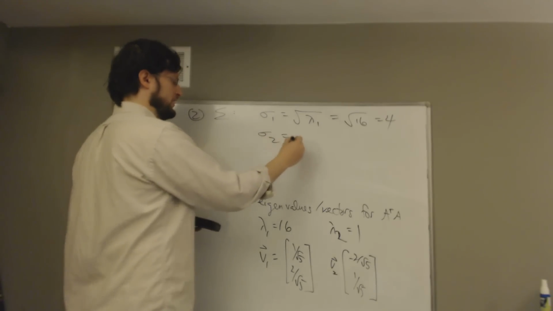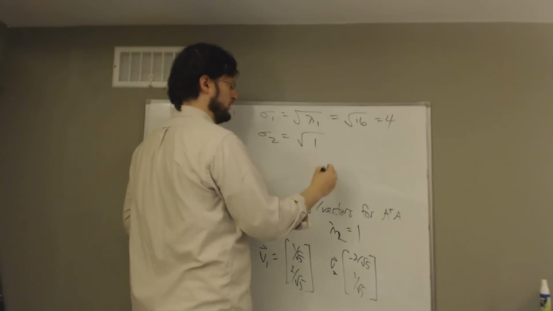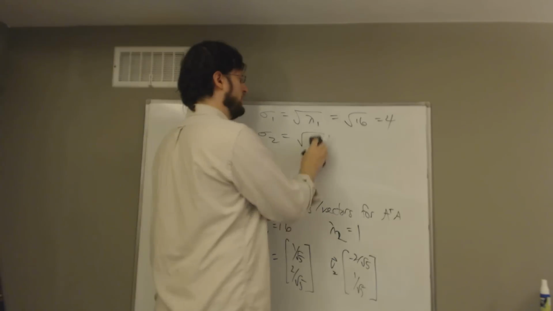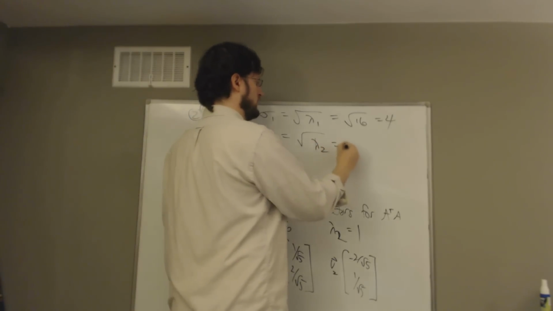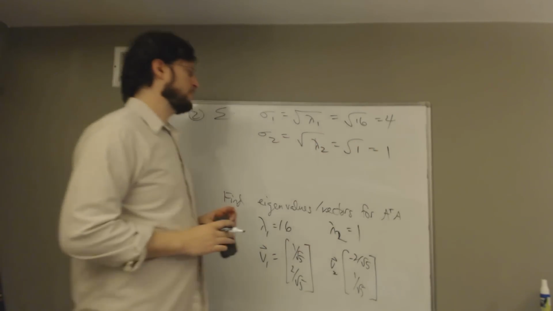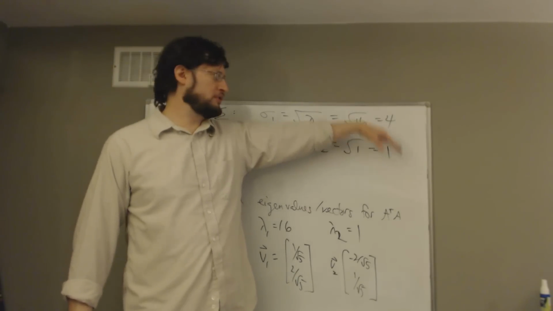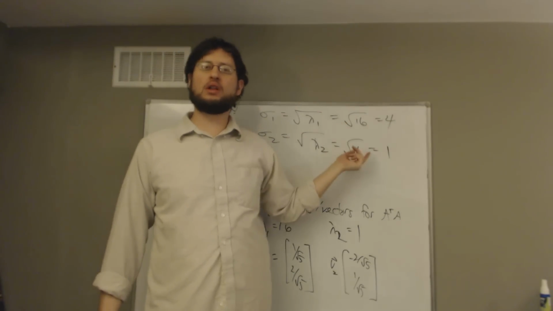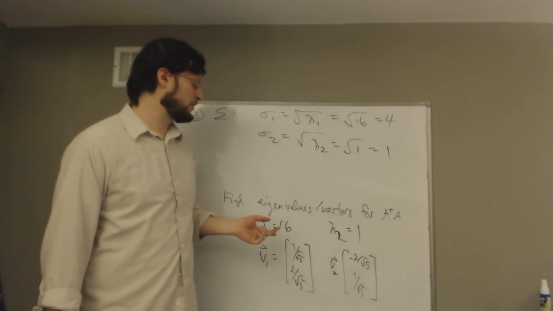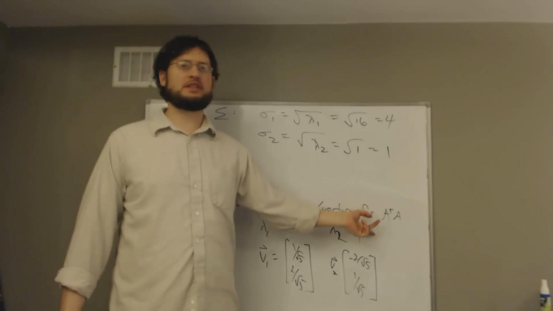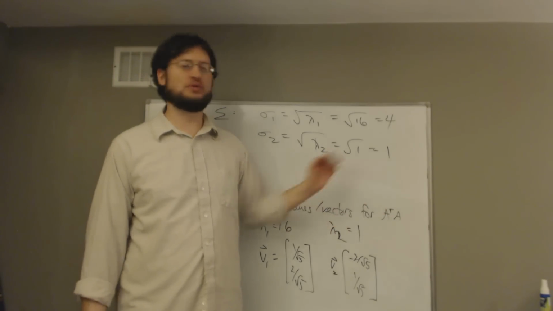Sigma 2, our second singular value, is the square root of lambda 2, which is the square root of 1, which is 1. Remember that we stop after we've looked at all of the non-zero eigenvalues. This particular matrix didn't give us any zero eigenvalues, so we include them all.